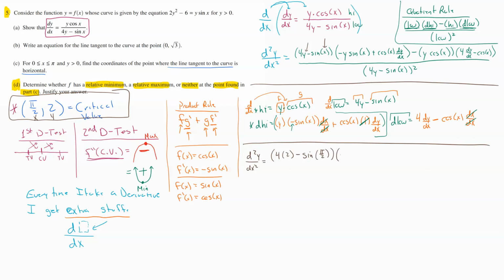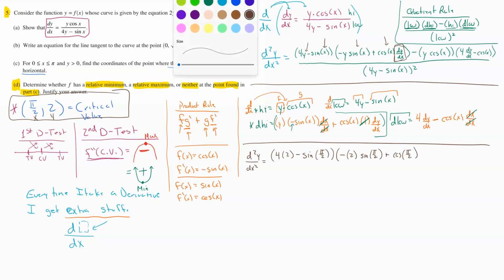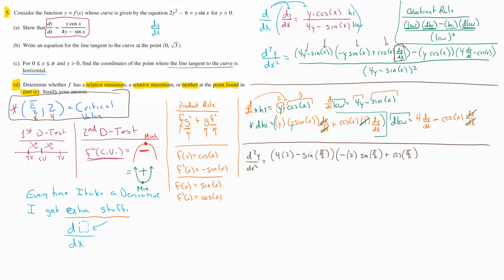Then we'll multiply that by negative, and we've got a y there, so that y is going to be our 2. And then that'll be times the sine of pi over 2, plus we now want the cosine of our x value, so the cosine of pi over 2. And here's where we run into the dy dx. Well, remember, this is a critical value. You already did that work. You know what dy dx equals because you solved that out. You found where we had a horizontal tangent line.